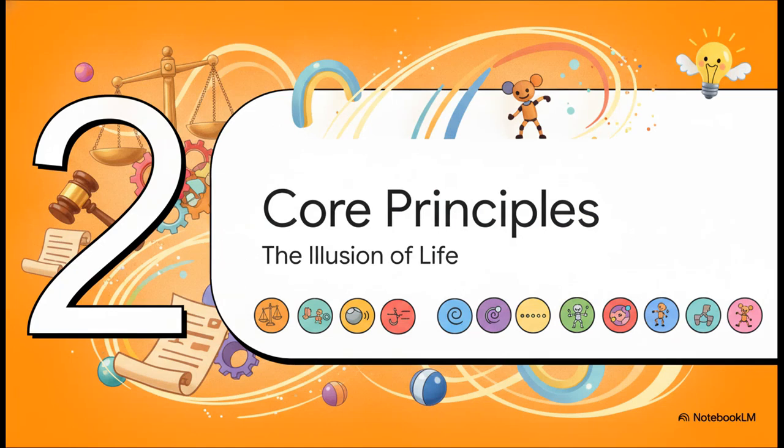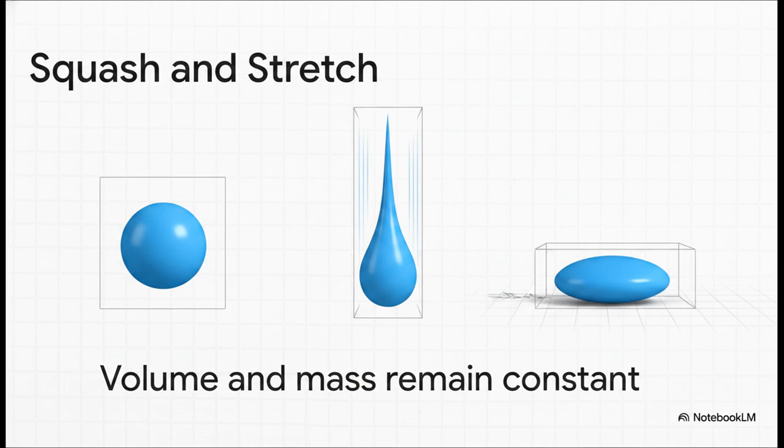Moving on to Section 2, Core Principles, The Illusion of Life. Now, what's really interesting about this is how mastering the legal side frees you up to master the creative side. And the ultimate creative toolkit comes from the classic 12 principles of animation. Let's kick things off with arguably the most important one: squash and stretch.